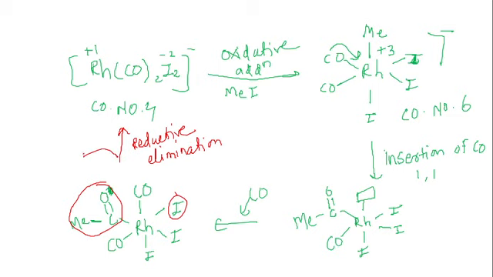There is removal of the two groups which are present in the cis position, and that's why there is a removal of what? MeCO and I. There is removal of MeCOI, that is an acetyl iodide. Okay. Then what happened after removing these, the Rh having +3 oxidation state? After removal of these two groups, it gets converted to what? Rh(CO)2I2.